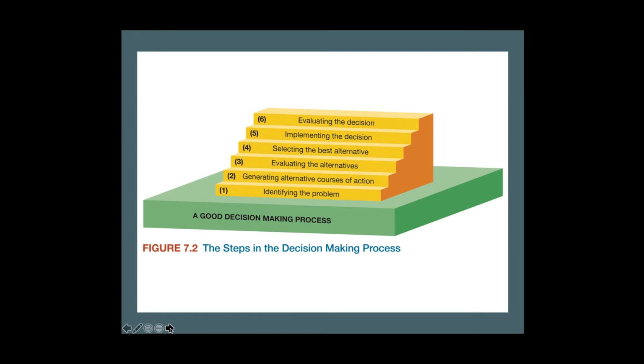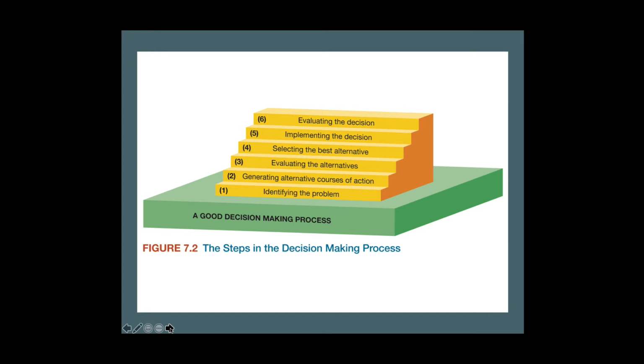The first step in the decision-making process, identifying the problem. Number 2, generating alternative courses of action. Number 3, evaluating the alternatives. Number 4, selecting the best alternative. Number 5, implementing the decision. And then finally, step 6, it's not done just because you implemented. Step 6, to evaluate the results and assess whether or not the call you made was really, at the end of the day, the best choice you could have made.